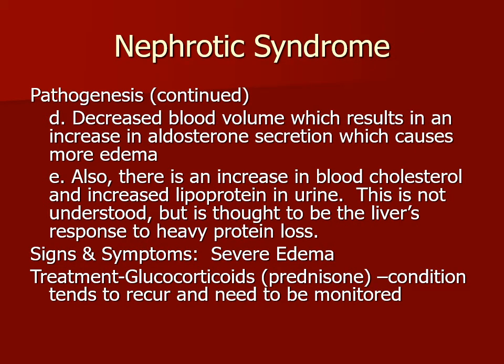And then decreased blood volume results in increase in aldosterone secretion, which causes more edema because aldosterone is going to attempt to resolve the problem by increasing the amount of sodium, but the blood vessels are permeable due to the albumin depletion, and so more edema forms. So it's kind of like a vicious cycle. And also, there's an increase in blood cholesterol and an increase in lipoprotein in the urine. This is not really understood, but it's thought to be the liver's response to heavy protein loss.